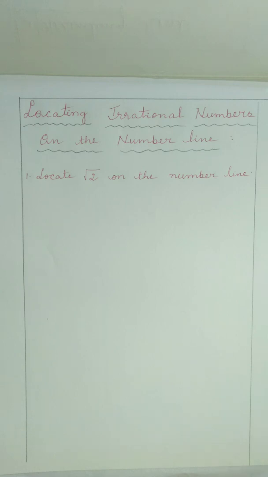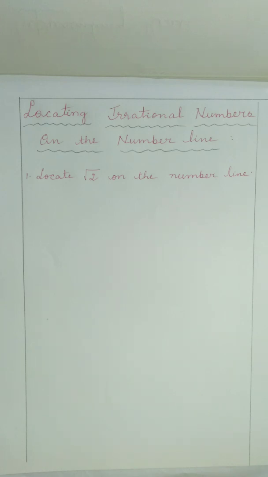We know that irrational numbers are those numbers which cannot be expressed in the form of p by q, and root 2, root 3, root 5, root 6, these are some of the examples for irrational numbers. Now in today's video, let us study how to locate such irrational numbers on the number line. So let us study how to locate root 2 on the number line.